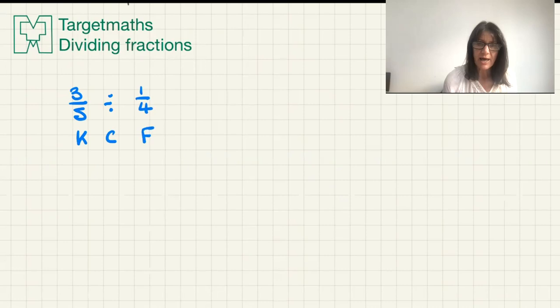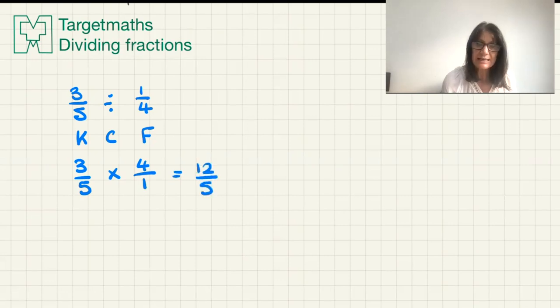It looks almost like a KFC, but it's not quite. KCF, keep, change, flip. That's telling me to keep the first fraction. Change is where I'm changing it to a times. And then the flip is actually writing the reciprocal, and doing that enables this to work. So it's a really important step. I'm going to flip that fraction over on itself so that the 4 is at the top and the 1 is at the bottom. And then I can just do it.